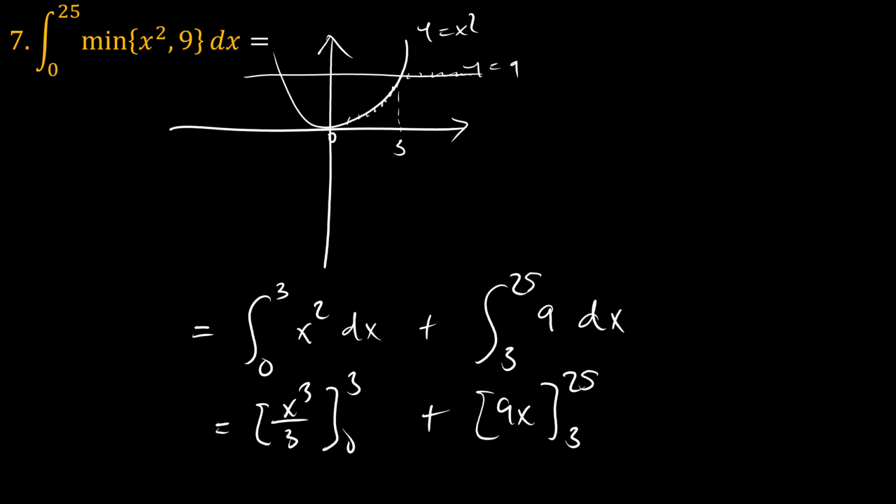And so this becomes, we have 3 cubed, which is 27 over 3, which is 9, plus 9 times 25 minus 3, which is 22. So this becomes 9 times 22, that is 180 plus 18, which is 198. So 9 plus 198 is just going to be 207. And that was the expected answer.